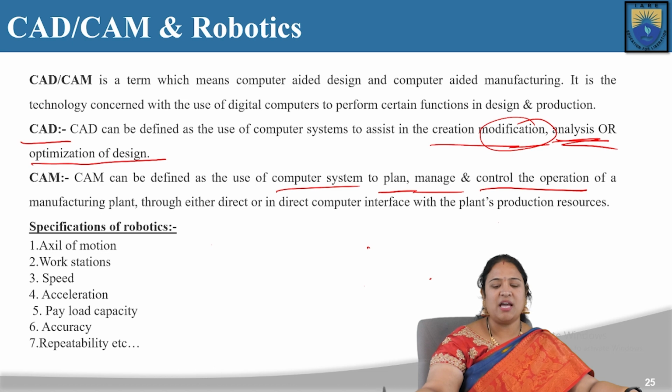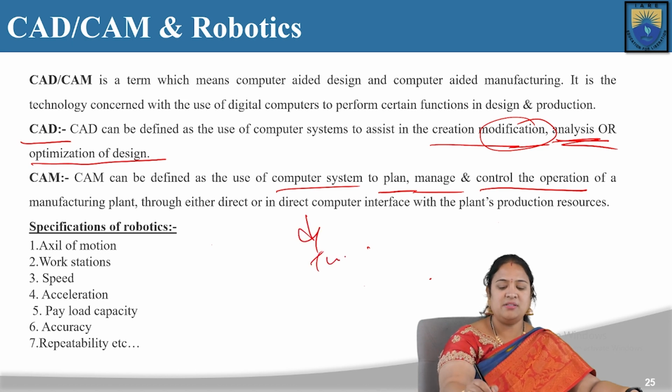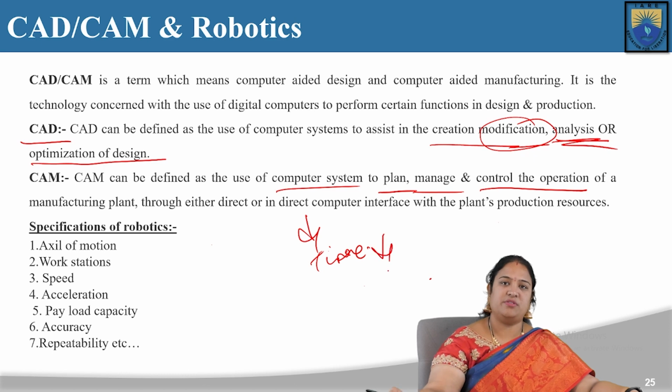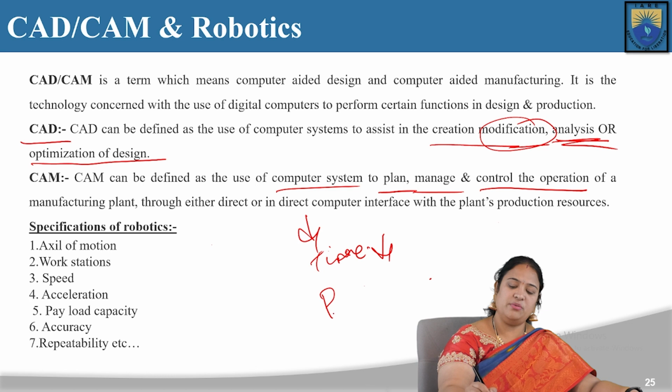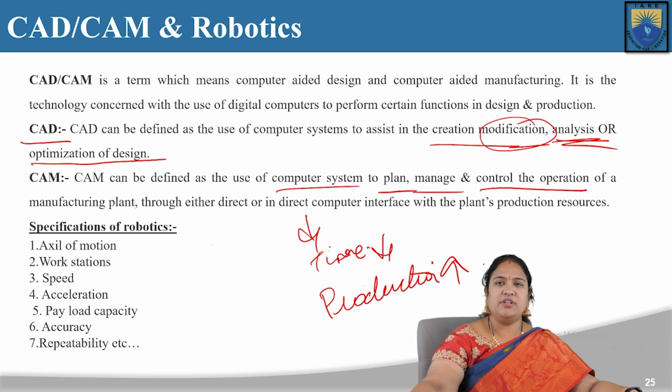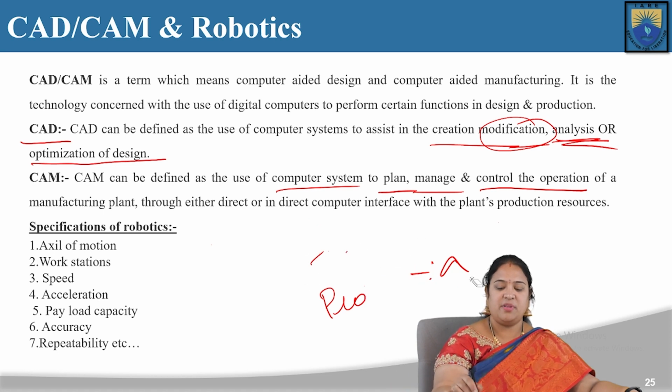So there again, what is happening? The time consumption is reduced and the production is being increased, right? The production has been increased. Clear? So this is about the CAD and CAM of the robotics. So how and where it has been applicable, we have seen, right?